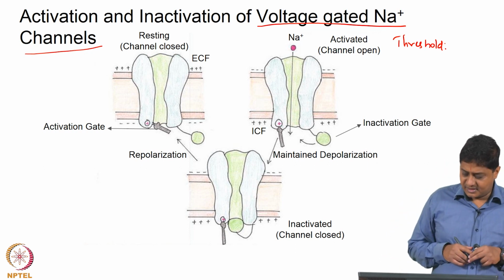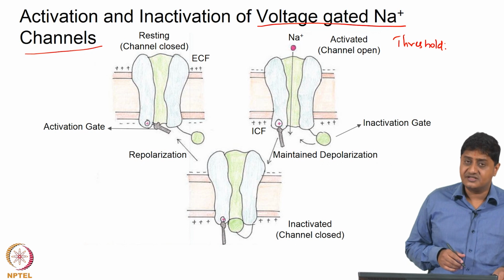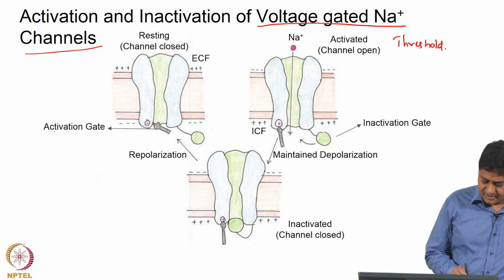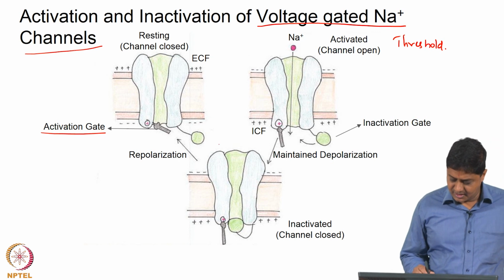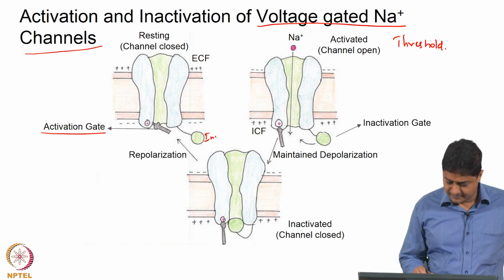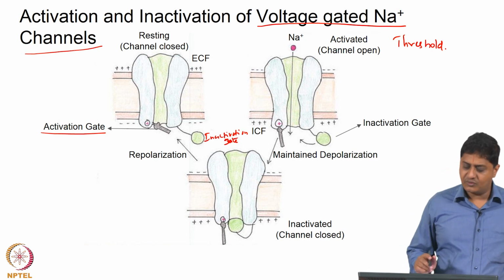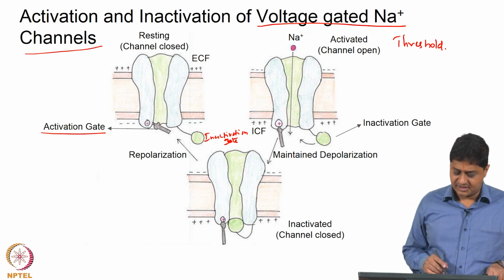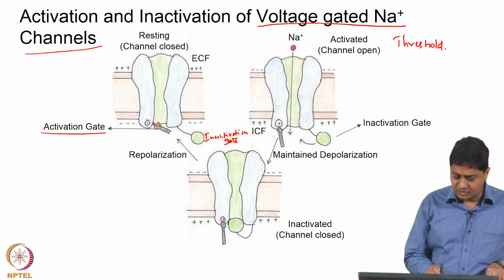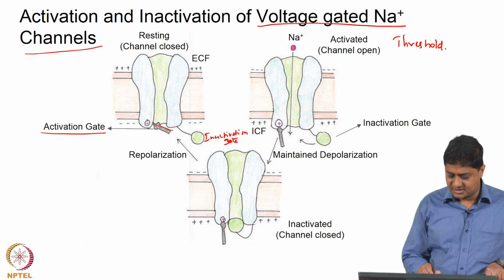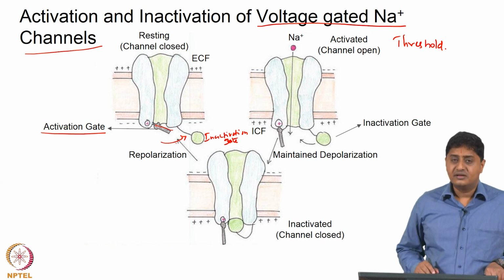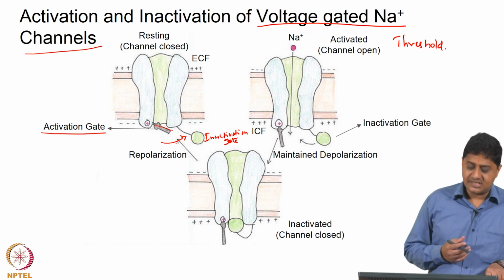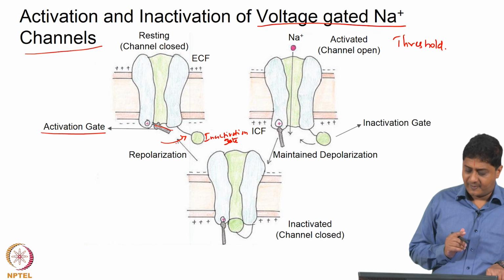It turns out that there are two gates that this particular channel has. These are the activation gate and the inactivation gate. So, each voltage gated sodium channel has two gates: one is the activation gate and the other is the inactivation gate. In general, at rest, the activation gate remains closed, and the inactivation gate is open.